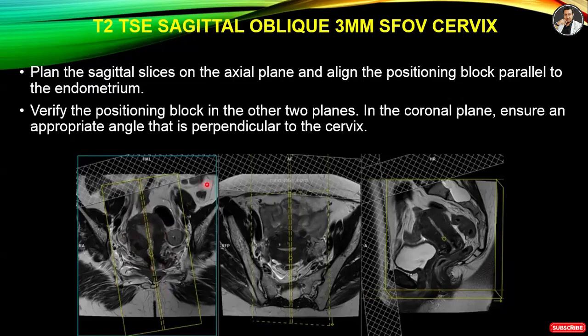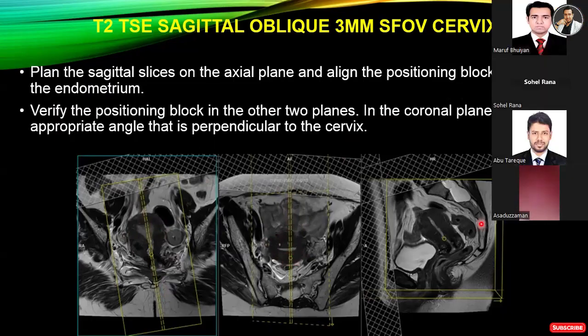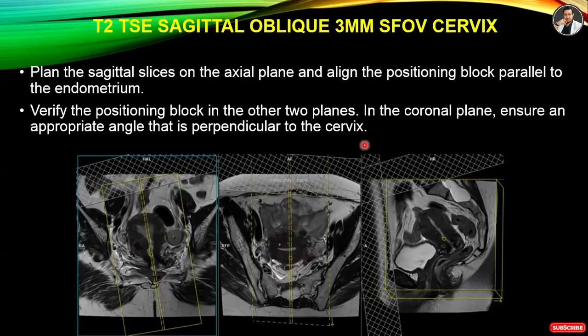The coronal plan has an appropriate angle that is perpendicular to the cervical. This is the axial plan of the uterus. The plan is perpendicular to the cervical. We will get a beautiful image of sagittal.